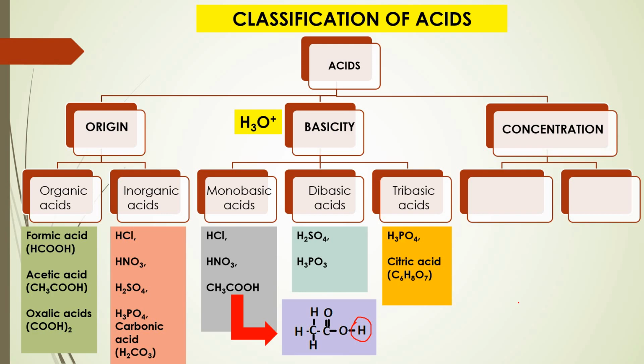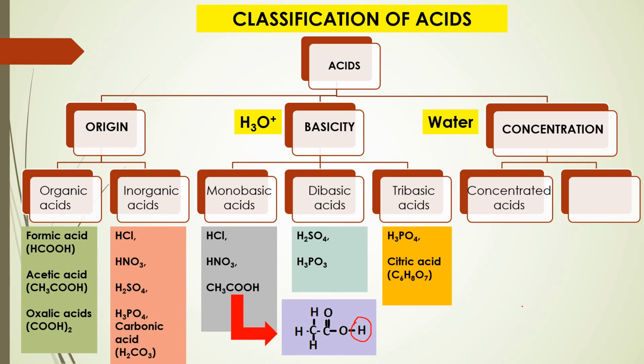Now, concentration of an acid means the amount of acid present in a definite amount of water. So based on the amount of water and the amount of acid in that water, we say the acid is either concentrated or dilute. So there are 2 types of acids based on concentration.